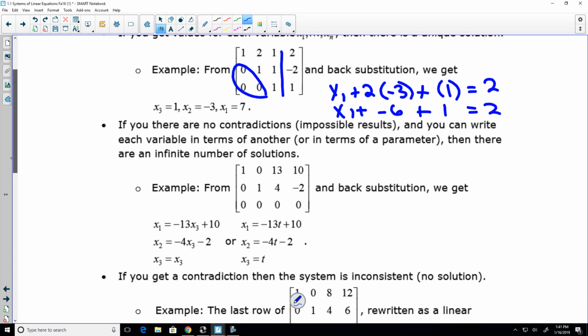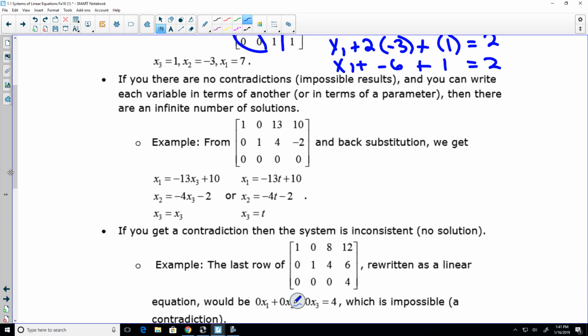Okay. If there are no contradictions, like 0 equals 7, then your system is going to be consistent. But you may not get a single value for each variable. In this example, we have this triangular form, but that guy's a 0. See that? Because of that, we have this whole row of zeros. We actually get infinitely many solutions here.